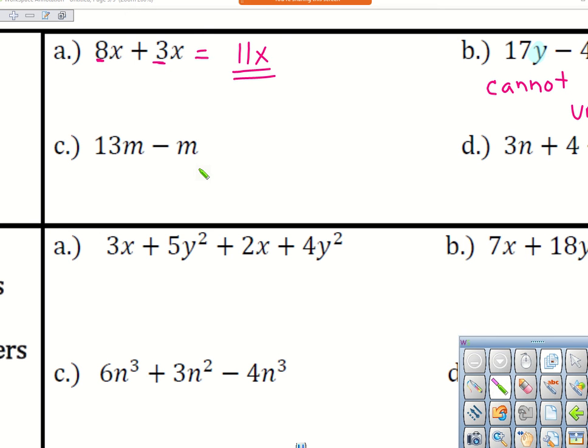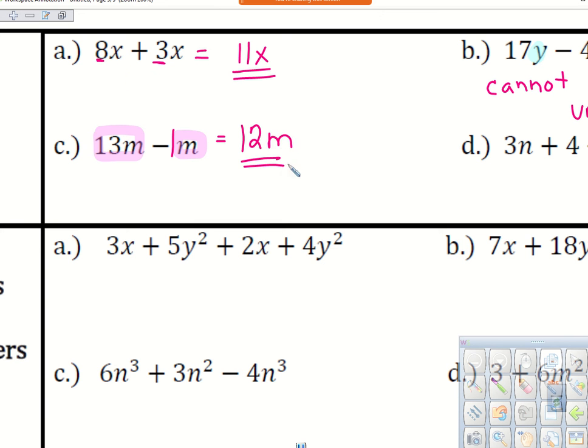Letter C. m and m are like terms. I can combine these two things. Okay. It's saying 13m minus, really the coefficient here is 1, minus 1m. So I'm subtracting the coefficients. 13 minus 1 is 12, and my variable is m.